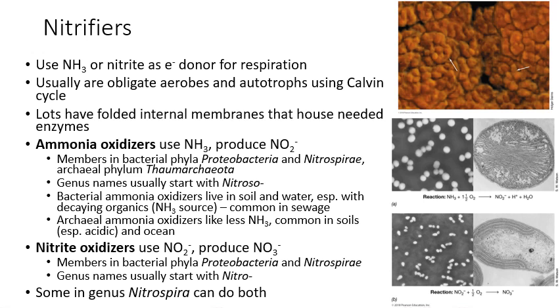Archaeal ammonia oxidizers don't like to have a whole lot of ammonia in their environment. They like a more moderate or more limited amount. So you'll find them in the soil as well, just not as likely right by where something is decaying. And you'll also find them living in the ocean. And they especially like to live in acidic soil, so they're more likely to be acidophilic.